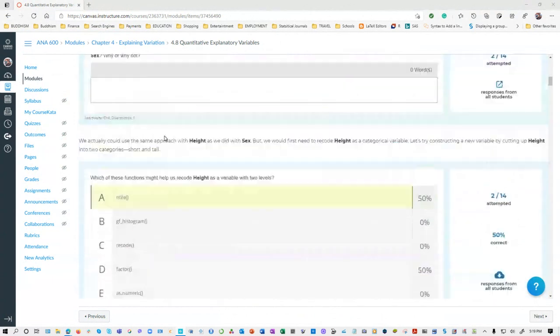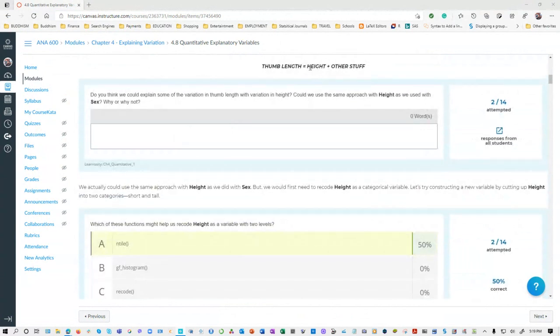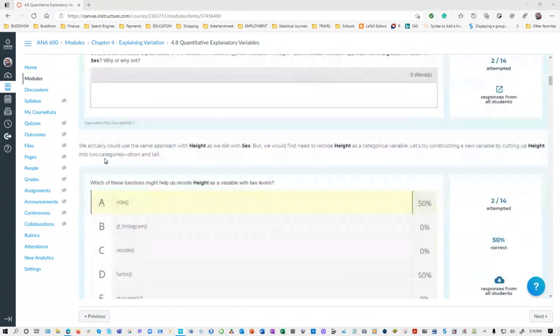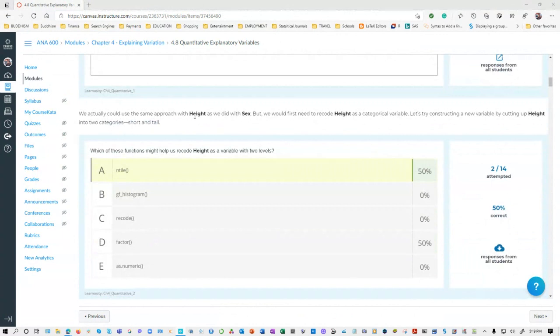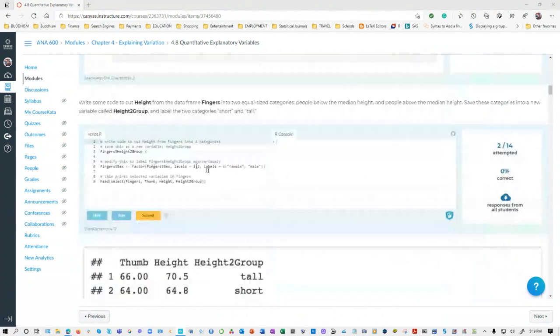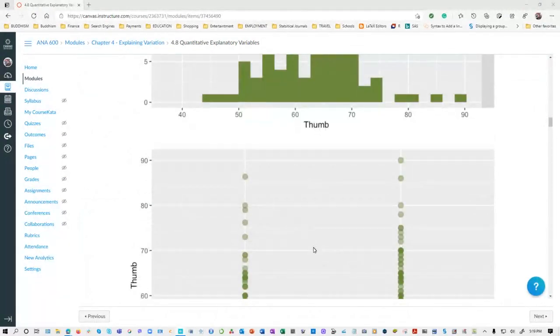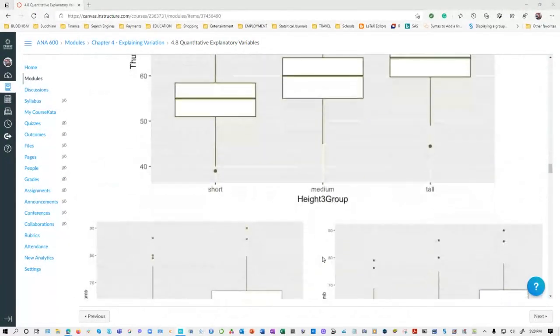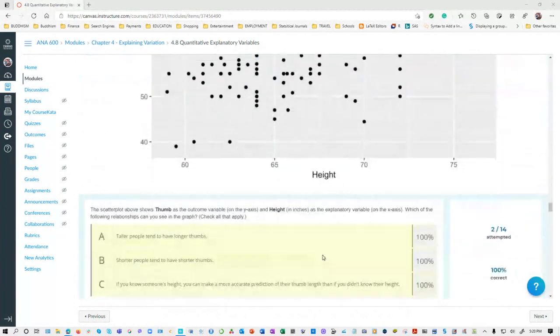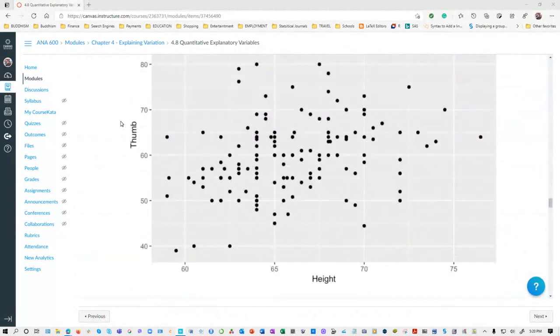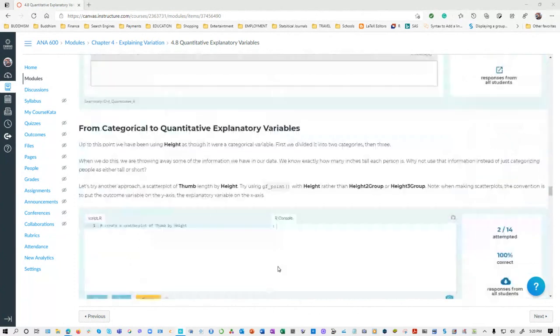Height. Do you think we could use the same approach with the height as we did with the sex? We would first need to record height as a categorical variable. We're going to convert height to a categorical variable, and then just do the same thing that we did earlier. Later on, instead of that one, you go straight and do this one.